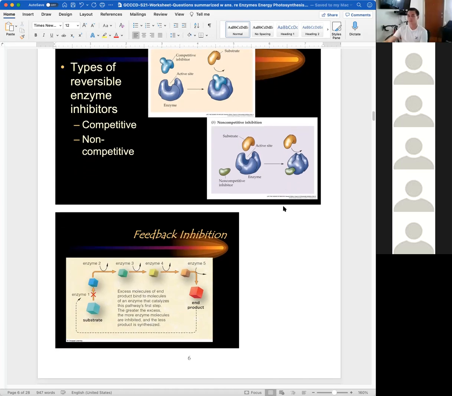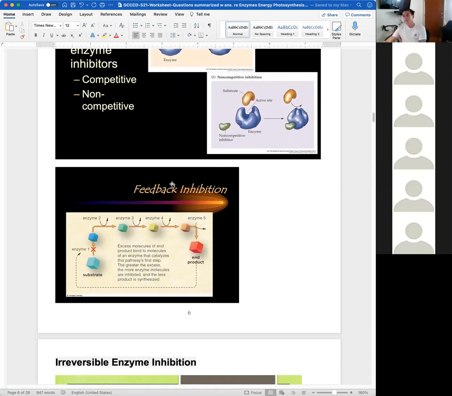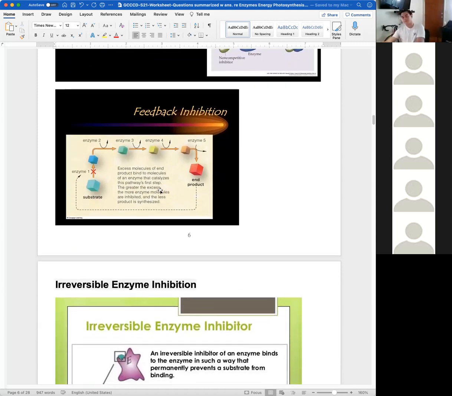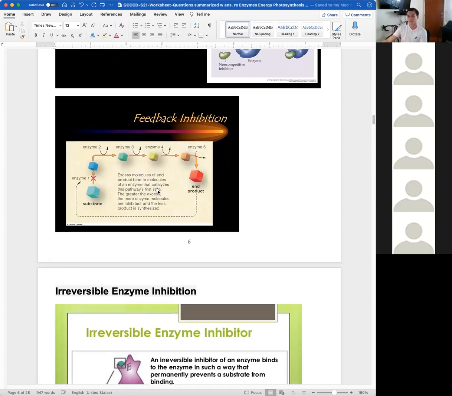And this is quite different from feedback inhibition, which is a regulatory mechanism. When a product is needed by the cell, the pathway will make whatever is needed. But once the need is gone, the pathway stops.